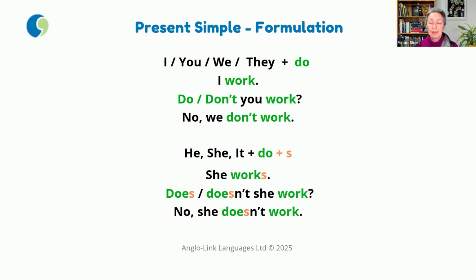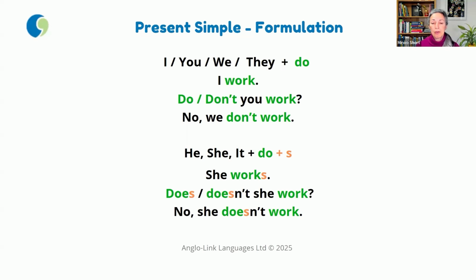Of course, a very important thing to remember for the present simple is that with the pronouns he, she, and it, you need to add an S to your base verb, so she works, and then the help verb, the auxiliary verb that you need for questions and negatives is does. Does or doesn't she work? And the negative, of course, she doesn't work.